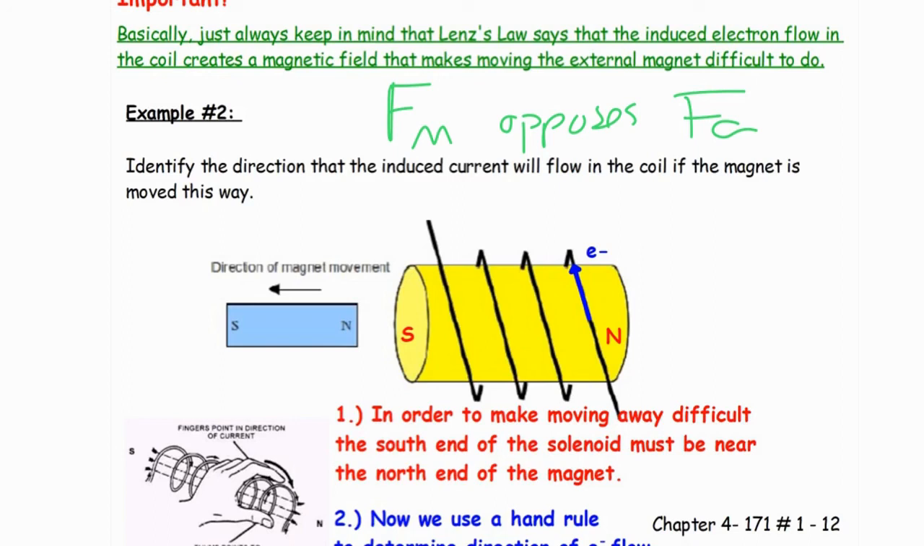So Fm opposes Fa. We use our hand rules. Thumb is still the direction that the charge is moving. Fingers are the direction of the external magnetic field. For solenoid type questions, we determine the direction of Fa. So what is my applied force? We determine, okay, Fm needs to oppose that. And then we figure out the poles of that imaginary magnet in the coil based off of which direction Fm needs to be. If I have a north pole moving away, then there needs to be a south pole in the coil to attract it. If I have a north pole moving towards, then it needs to be a north pole in order to resist it and repel it.